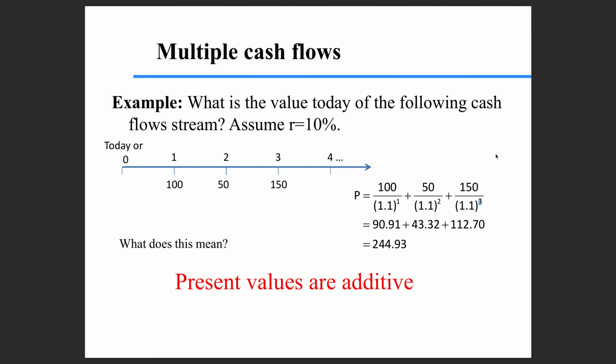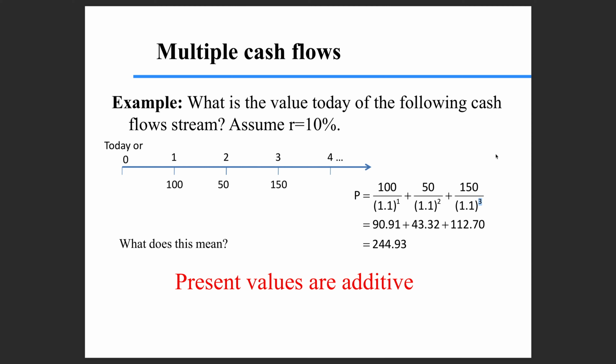Why can we add these present values? Because these present values are equivalent of time 0 cash flow. So they are all at the same time, time 0. And this is the reason why I can simply add discounted value.